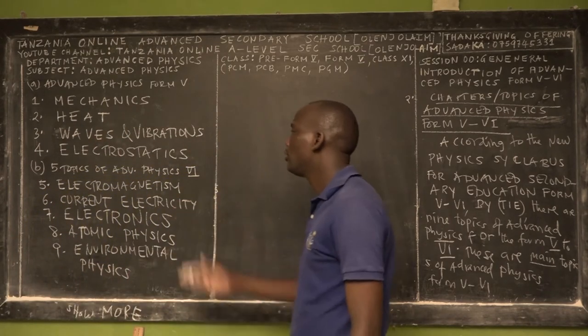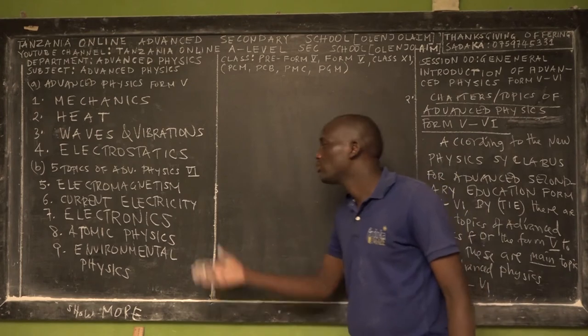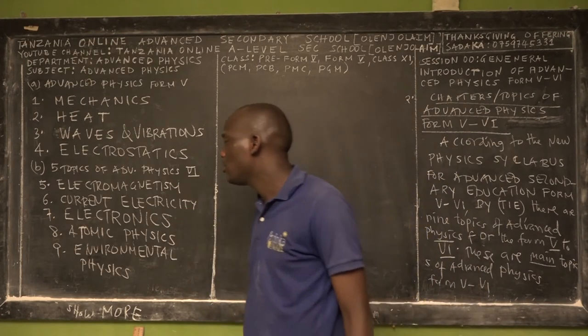So how many topics in total? 9. Form 4, how many main topics do you have? 4. Form 5, how many topics? Form 6, how many main topics do you have?